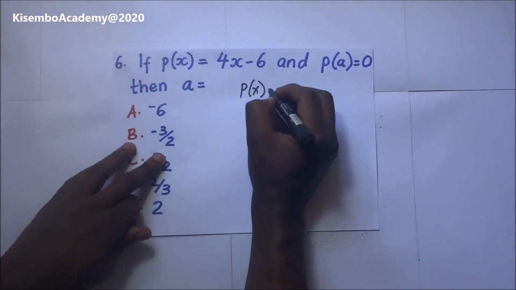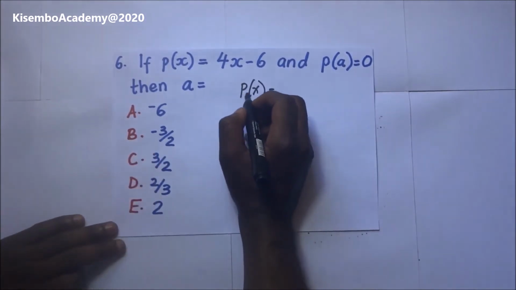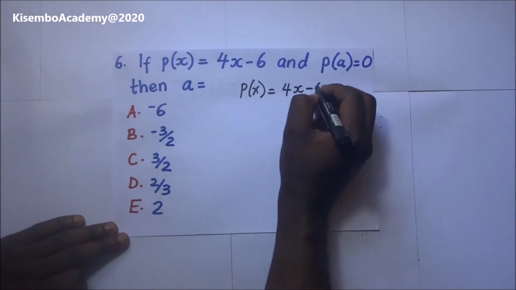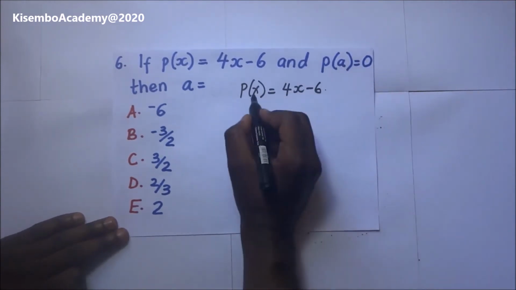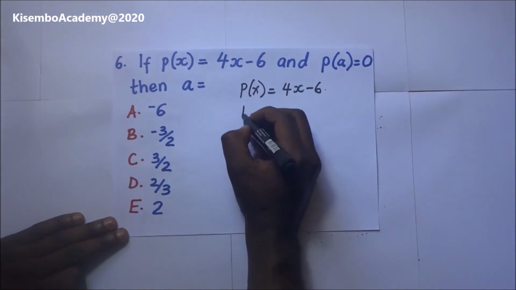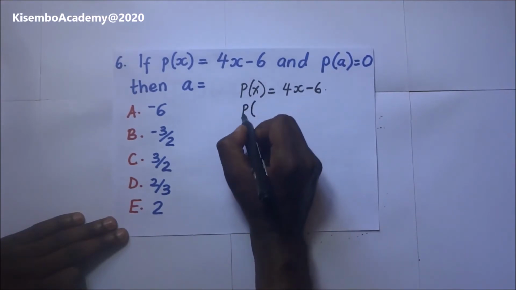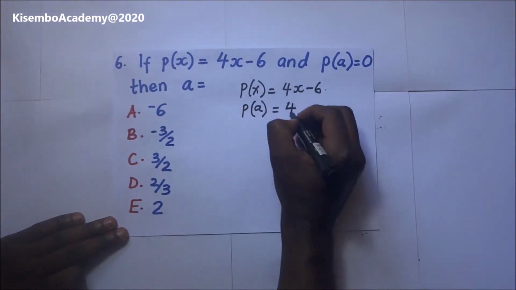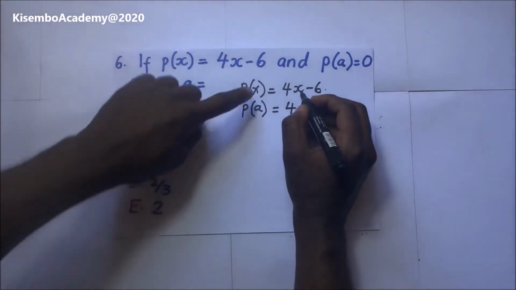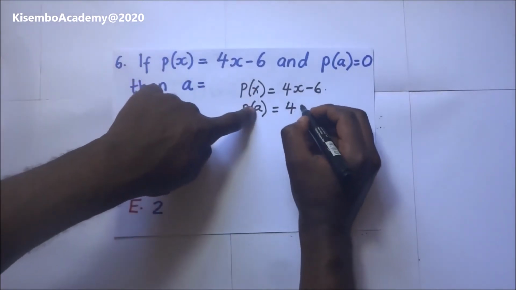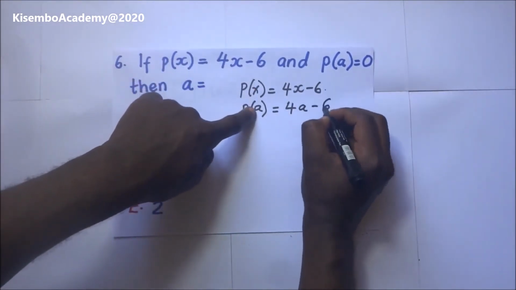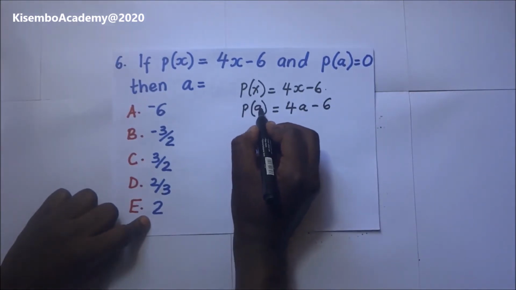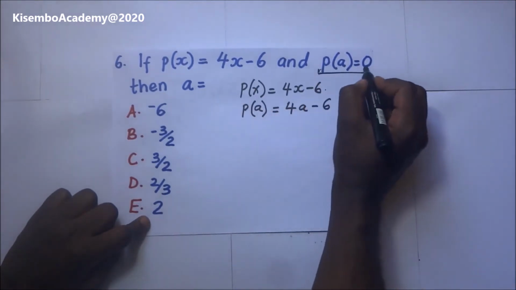P of x, the function p where x is the input variable, is given by 4x minus 6. So where x is a, meaning that when the value of x is a, the function is given by 4 times a, so it becomes 4a minus 6. Of course, p of a is equal to 0.